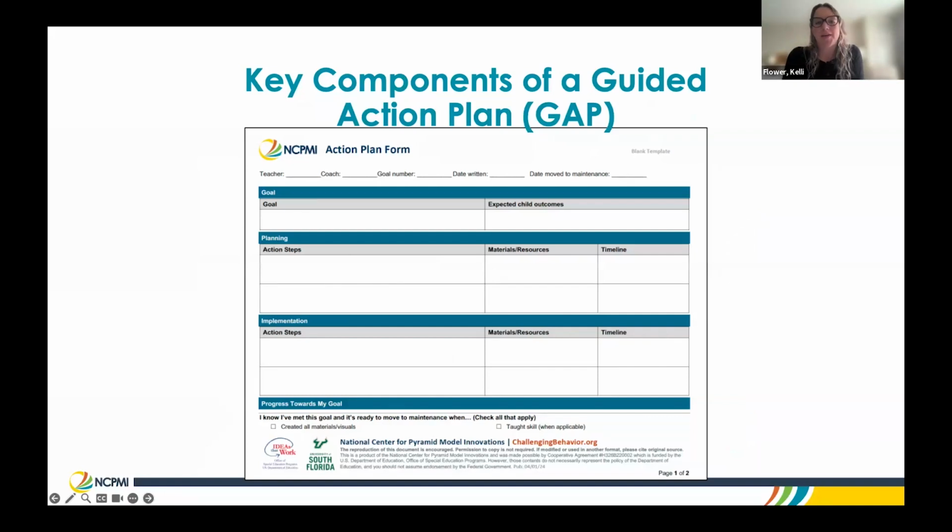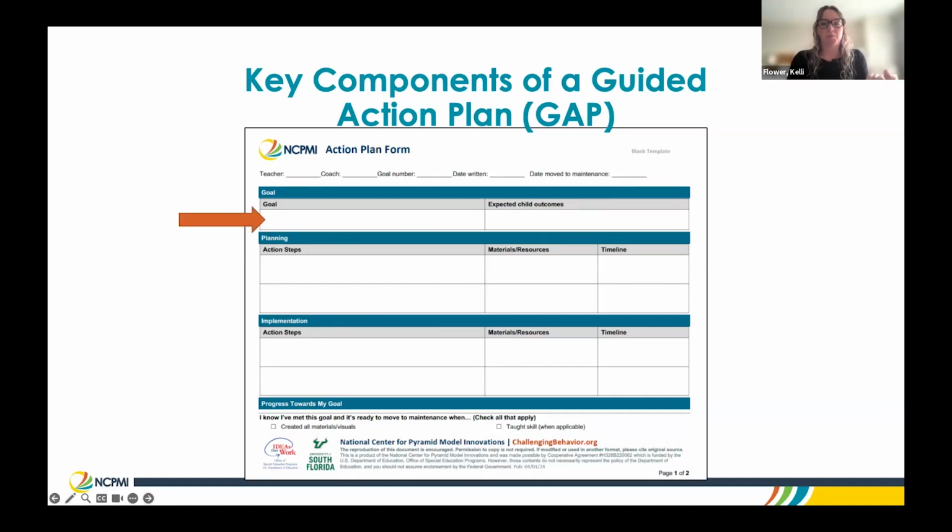Yeah, thank you. So before we really dive into how I use it, we're just going to go over the key components of the guided action plan. With the guided action plans, you'll notice that it has a lot of the same pieces as the one Sarah just went over, but it's been tweaked a little bit to be more supportive for use by the teacher and the coach. So of course, we have a spot for the goal to be written in.